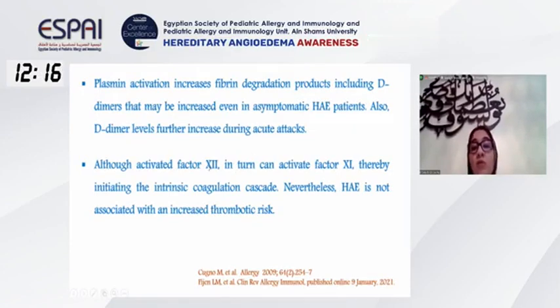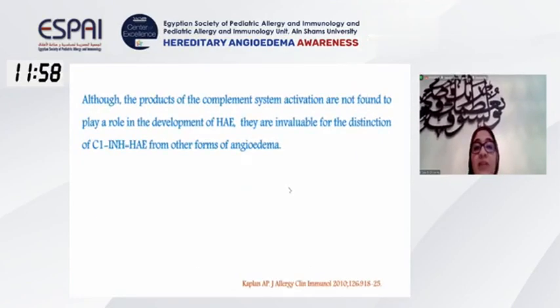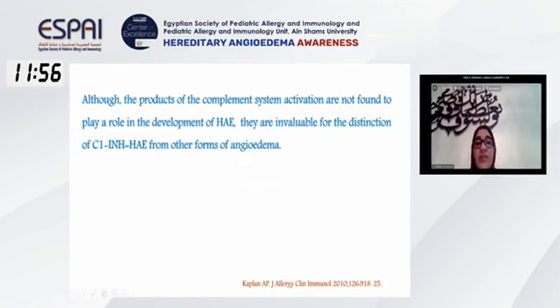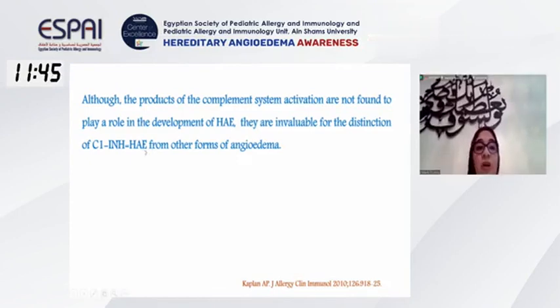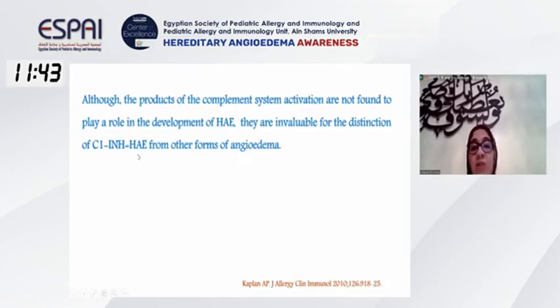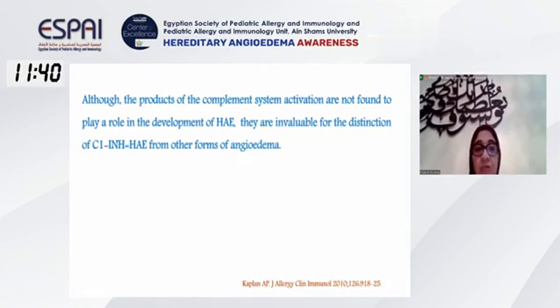And although factor 12 can activate factor 11 and start the intrinsic coagulation cascade, hereditary angioedema is not associated with an increased thrombotic risk. There is an associated activated fibrinolytic system, which puts things in balance. And as I have mentioned while demonstrating the figure, the products of the complement system do not play a role in the development of the attacks. However, they are invaluable for distinction of C1 inhibitor hereditary angioedema from other forms of angioedema.